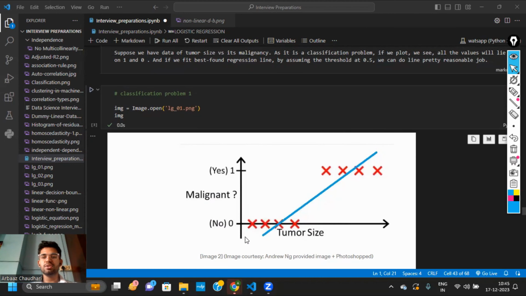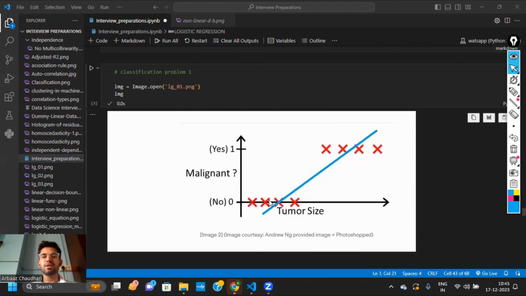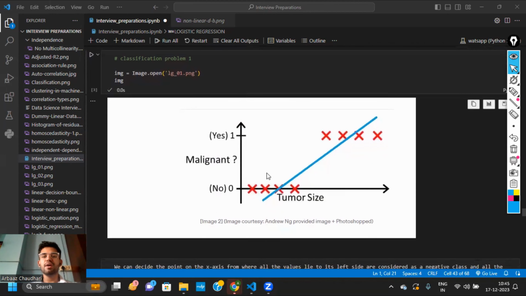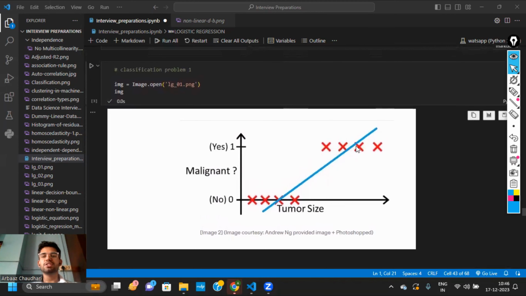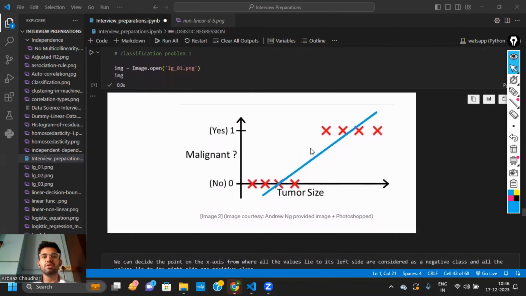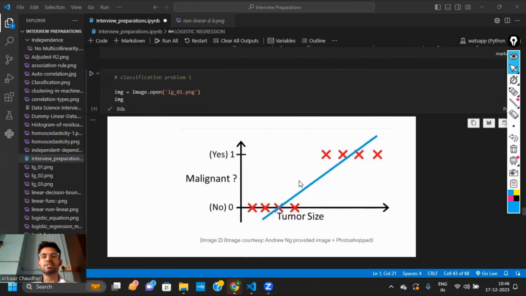By assuming a threshold of 0.5, the line does a pretty reasonable job. Near 0, the values are less than 0.5, so you can say it is correct and our model is giving correct predictions. And all the data points above 0.5 are in class 1. So it was performing well on this type of data.